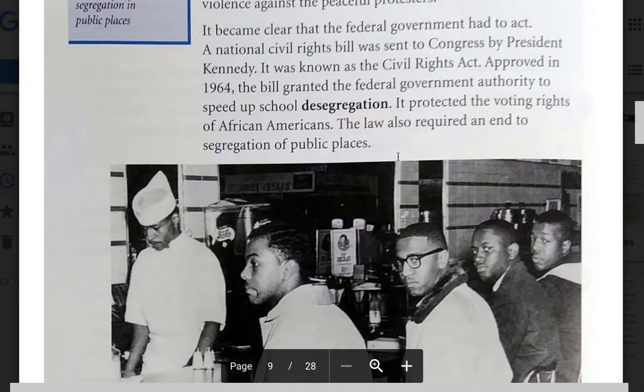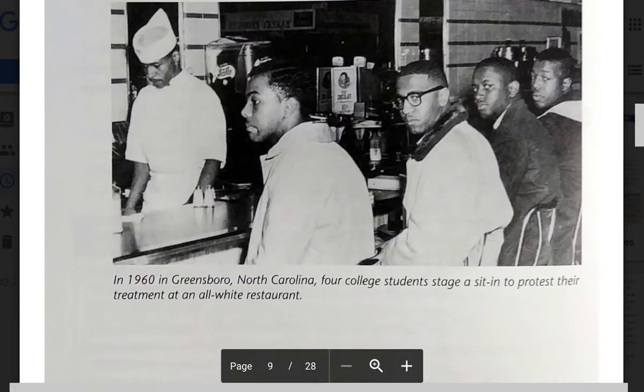It became clear that the federal government had to act. A national civil rights bill was sent to Congress by President Kennedy. It was known as the Civil Rights Act. Approved in 1964, the bill granted the federal government authority to speed up school desegregation. It protected the voting rights of African Americans. The law also required an end to segregation of public places.